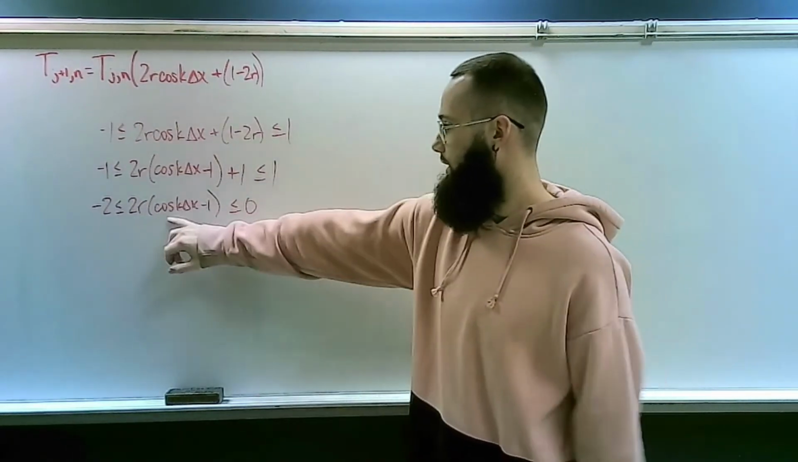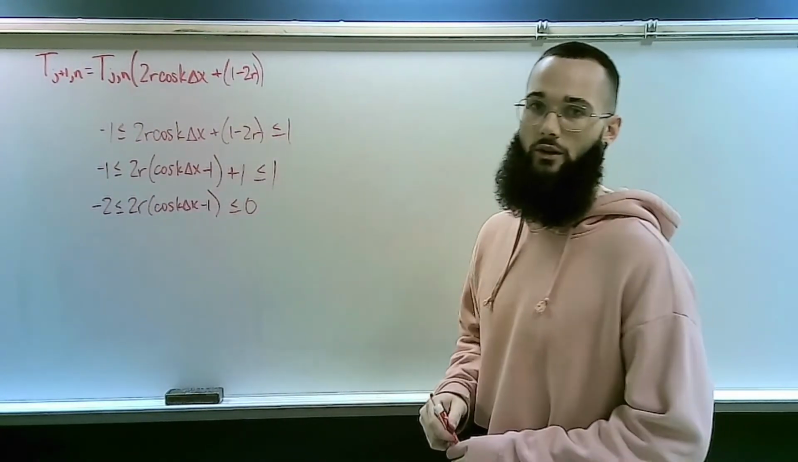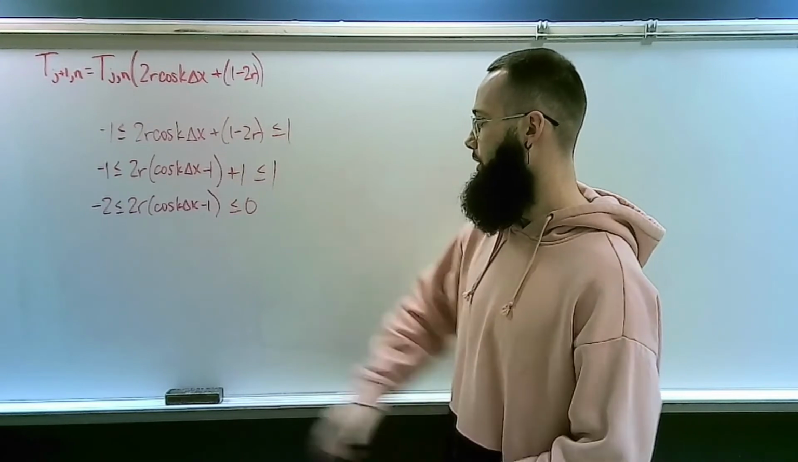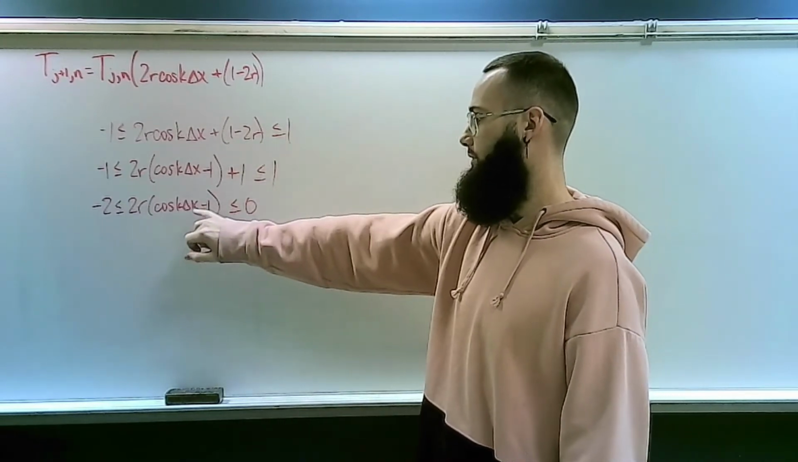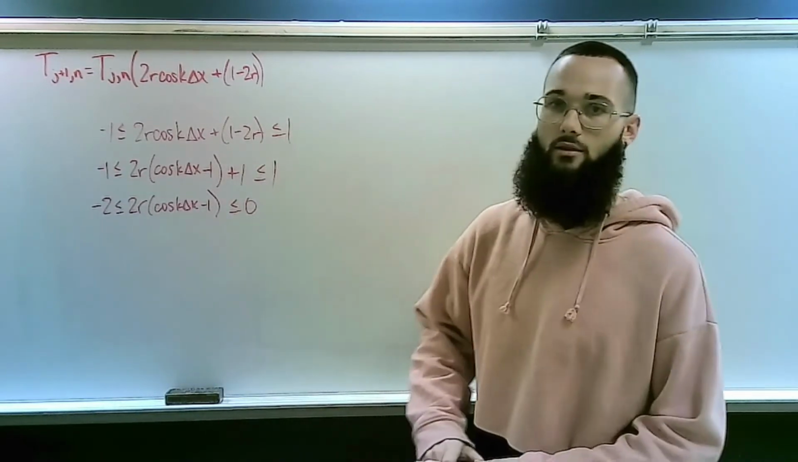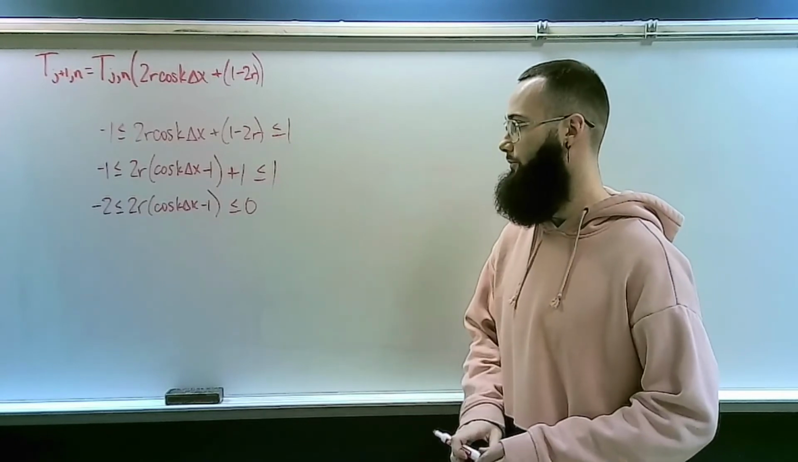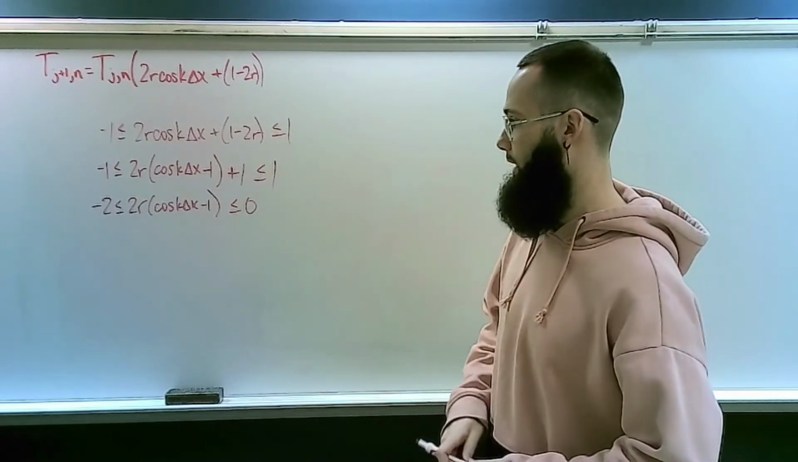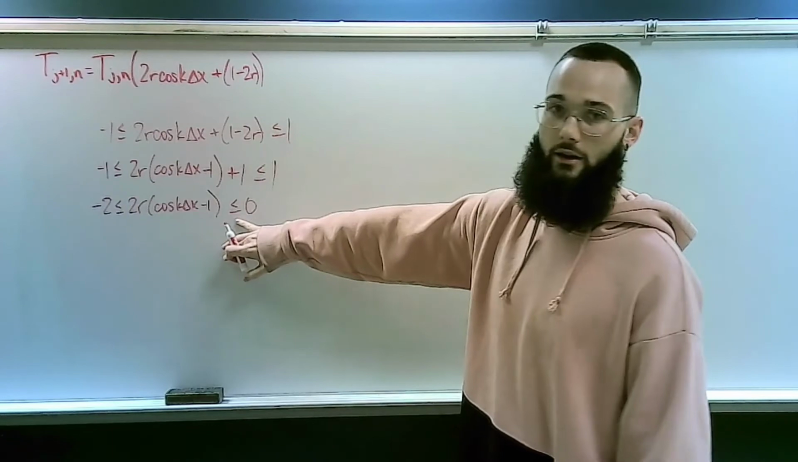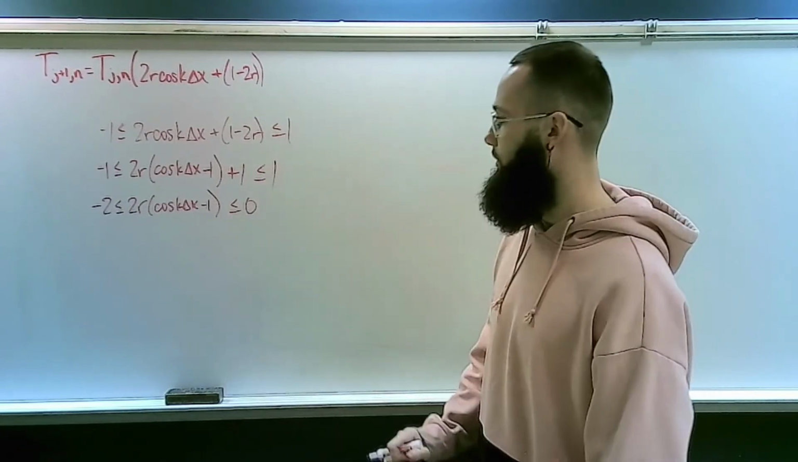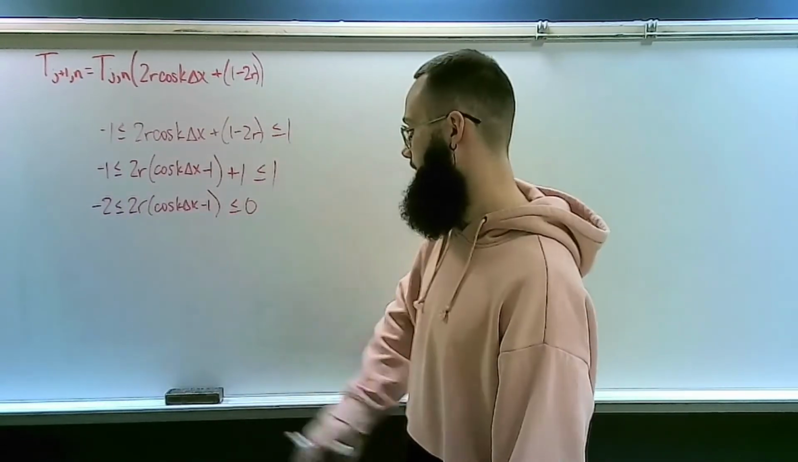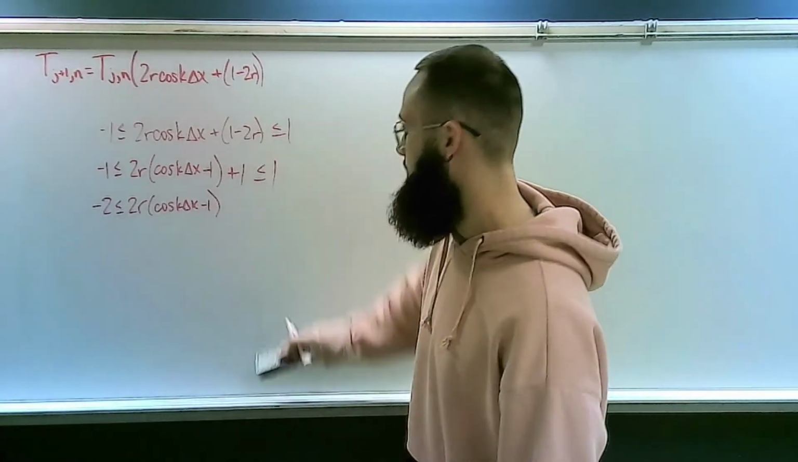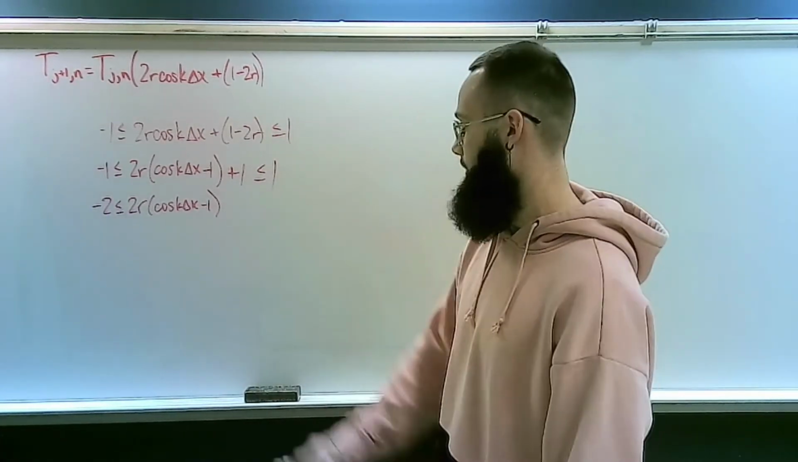So because cosine kΔx will never be greater than 1, we know that cosine kΔx minus 1 has to be less than or equal to 0. So this right side is always going to be true. So the only thing we need to worry about is this negative 2. Go ahead and erase the right side.